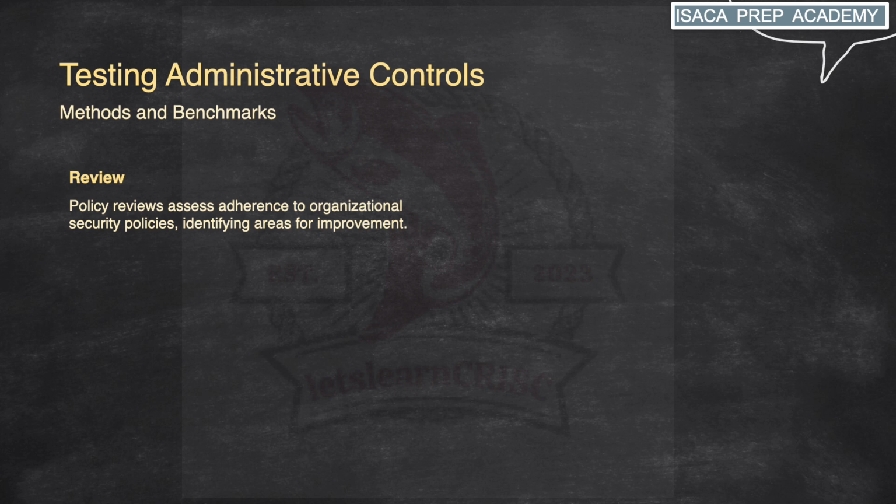Ultimately, friends, policy reviews contribute to the continuous enhancement of security posture, fostering a proactive approach to risk management and reinforcing the organization's commitment to safeguarding sensitive information and assets.